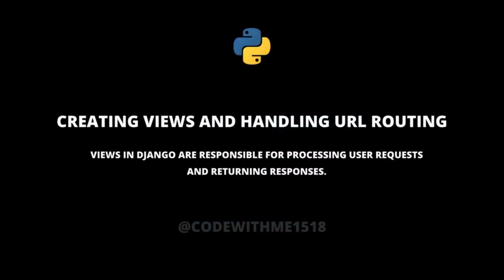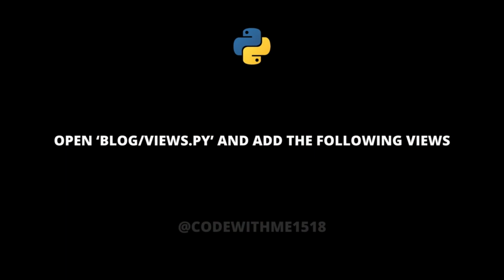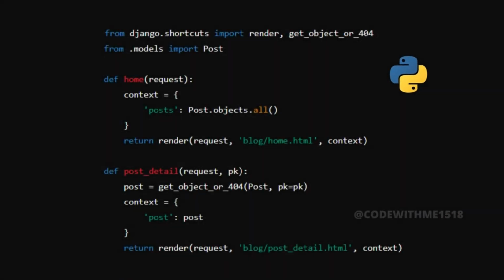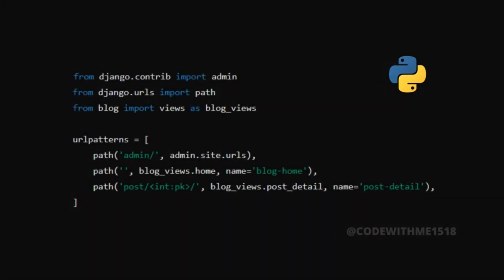Let's start with creating views and handling URL routing. Views in Django are responsible for processing user requests and returning responses. We've already created a simple view for our blog homepage. Today, we'll add more views to handle different functionalities. Open blog/views.py and add the following views. Next, update mysite/urls.py to include the new view. This sets up URL routing to handle requests for individual blog posts using the primary key, pk, to identify them.